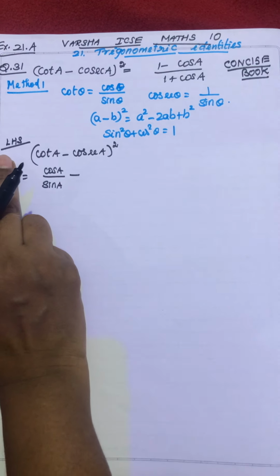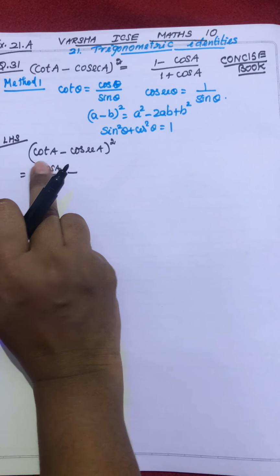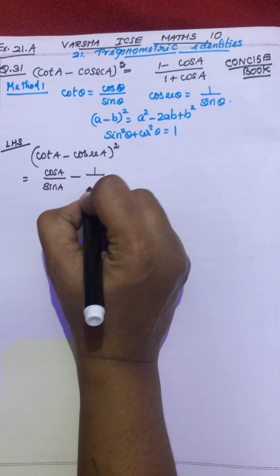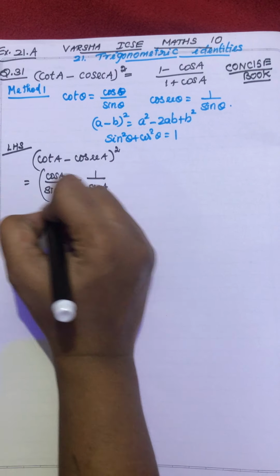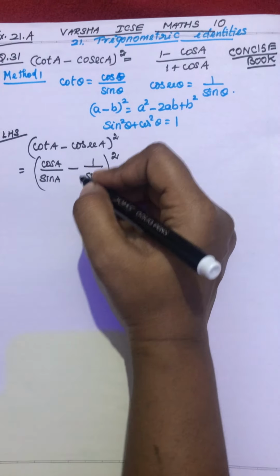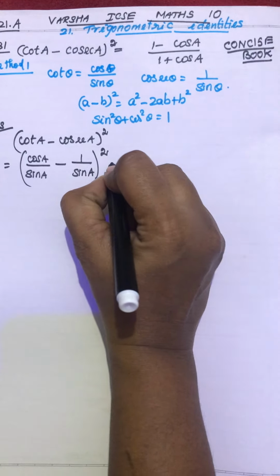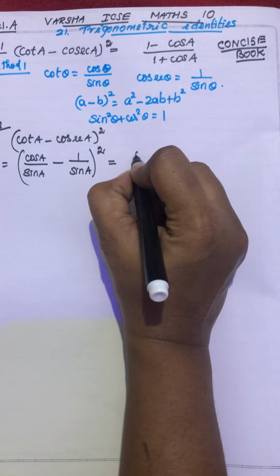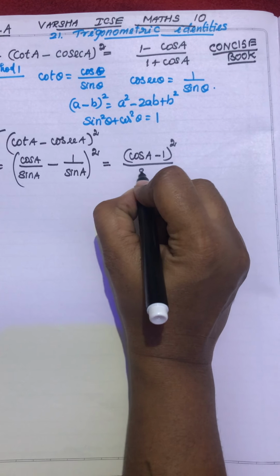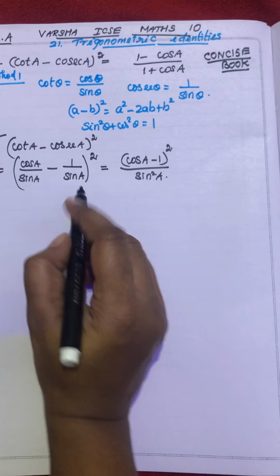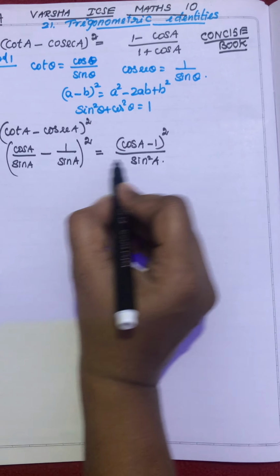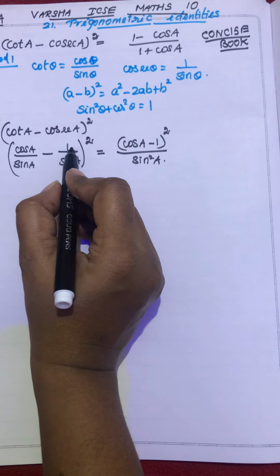Take our LHS, that is cot A minus cosec A the whole square. Cot can be written as cos by sin, minus cosec, which can be written as 1 by sin A, the whole square. Now we have the square, so this is (cos A minus 1) the whole square by sin square A. We are separating the squares; the square is for both the numerator and the denominator.